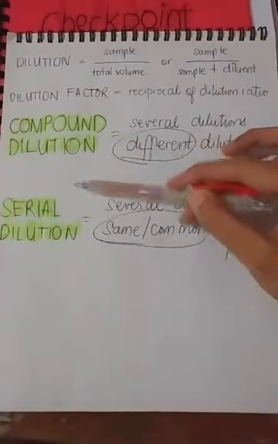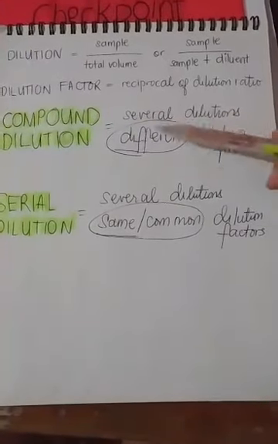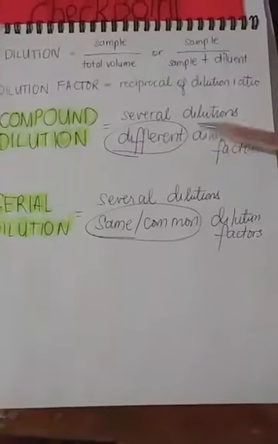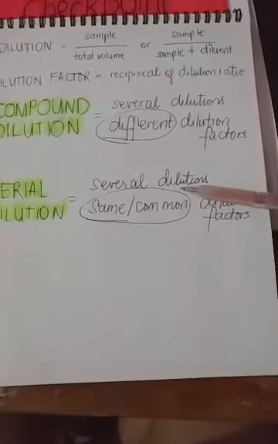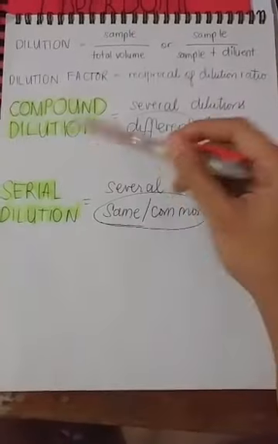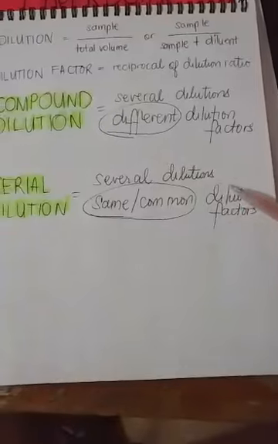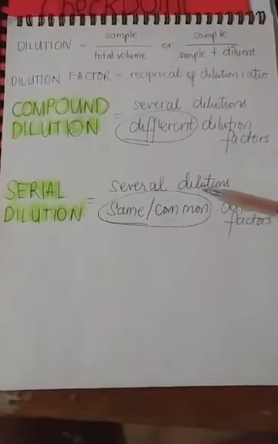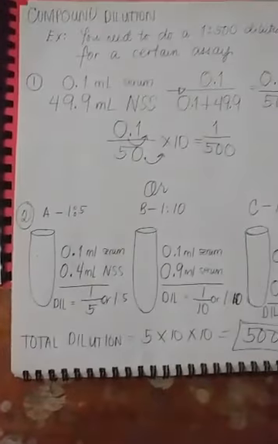The only difference between these two would be compound dilution, you do several dilutions using different dilution factors in each tube. Okay, when you say serial dilution, you do several dilutions using the same or common dilution factors. Okay, so pag compound, different dilution factors. Kapag serial dilution, same or common dilution factors. Okay, kung maliwanag na po iyon, pwede na po tayo magpunta sa susunod na part ng paliwanag. By the way, for tonight, medyo maikli lang ang ating tutorial, no? Ito lang ang ating i-discuss for tonight.